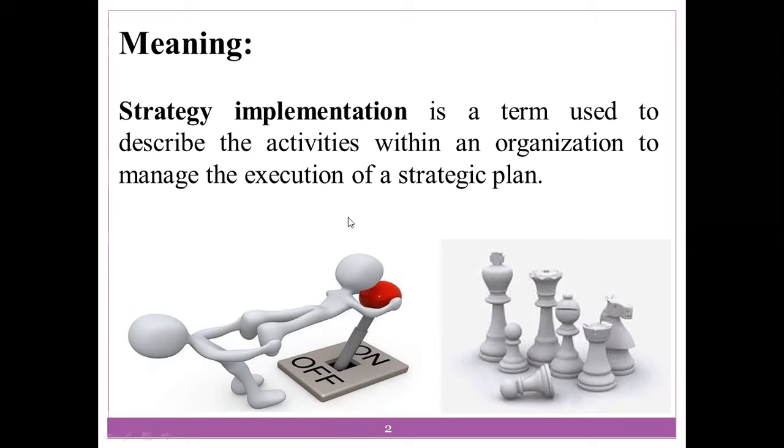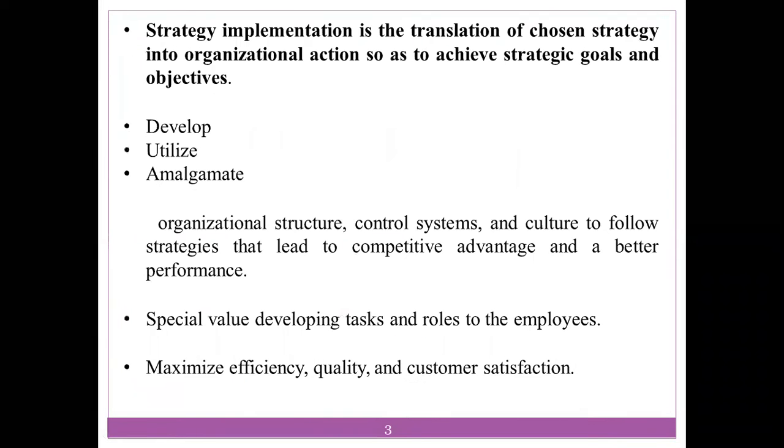Basically, a strategy plan is a layout or an outline or a summary of the work which we are going to do, and strategy implementation is a term which is used to describe the work or activities which we do within the organization to manage or to control the execution of that work which was written in the strategy plan. So strategy implementation is the translation of the chosen strategy into organizational action so as to achieve strategic goals and objectives. So the basic purpose is to achieve strategic goals and objectives.